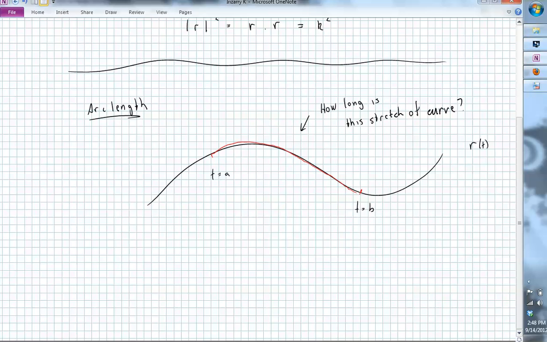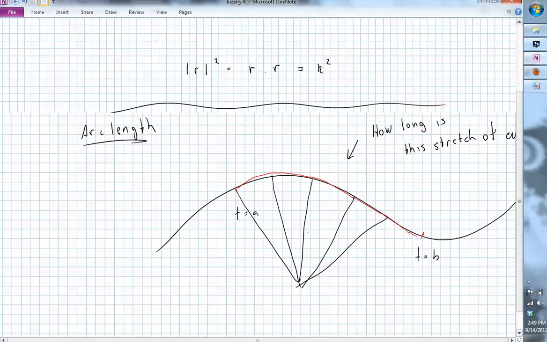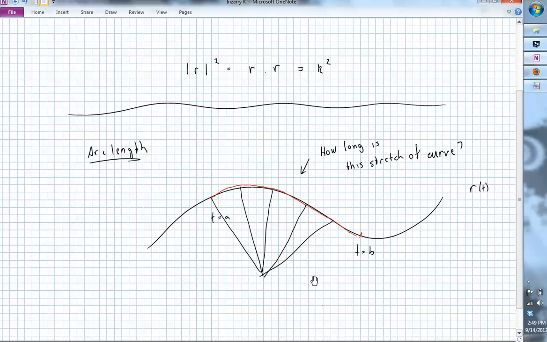So I'm going to draw in an origin, and I'm going to fan out a few radii. Let me carefully put these in here. And along each of these, so these are all just vectors, I'm going to put in little displacement vectors.